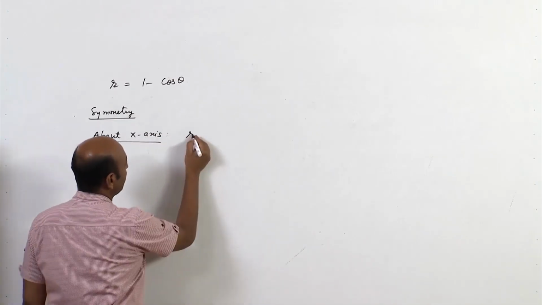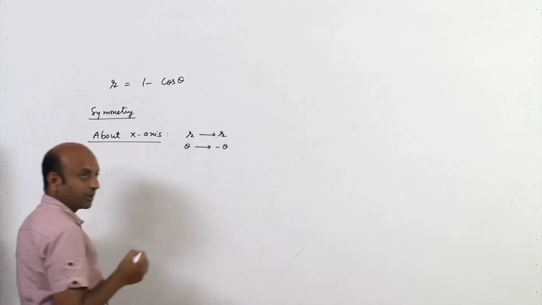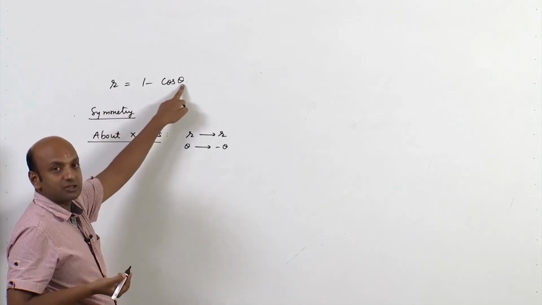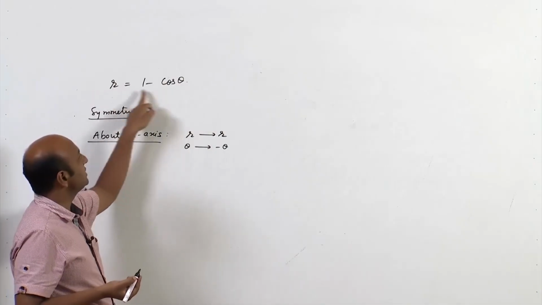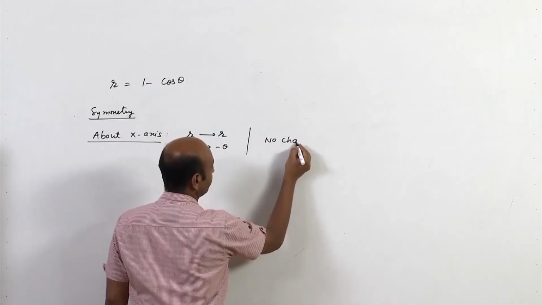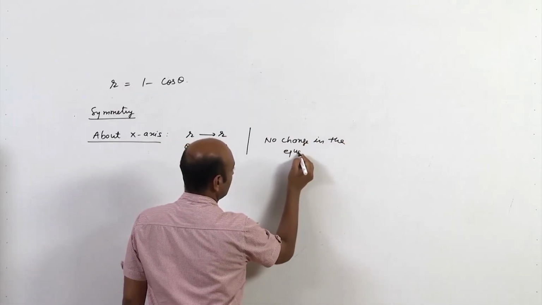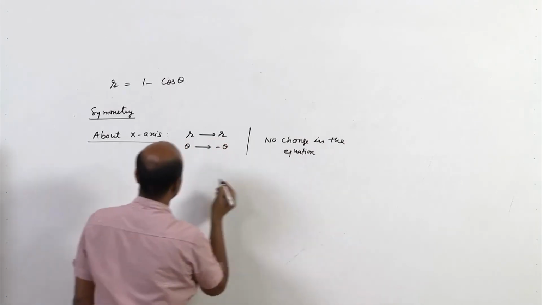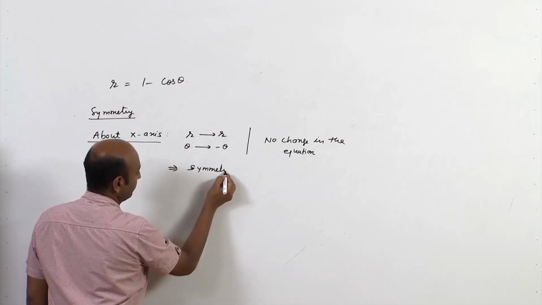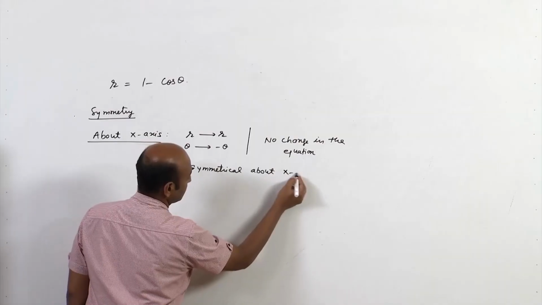So, you replace r by r and theta by minus theta. Okay. If you replace r by r and theta by minus theta, cos minus theta is cos theta. So, there is no change in the equation. So, this implies symmetrical about x axis.